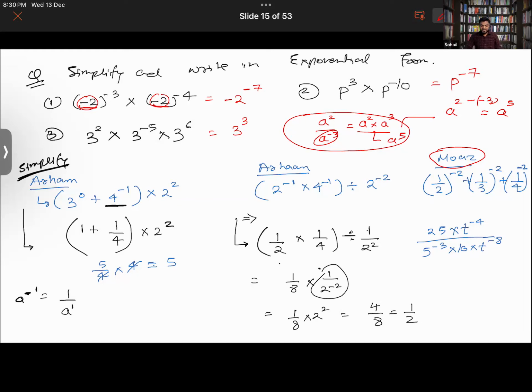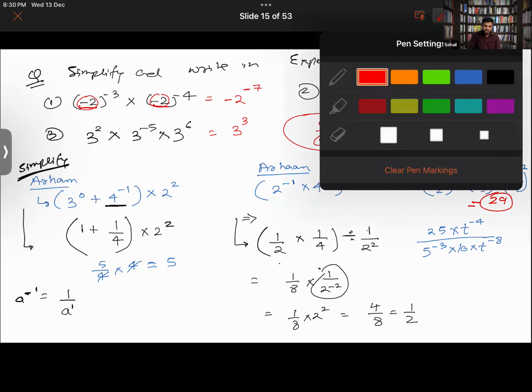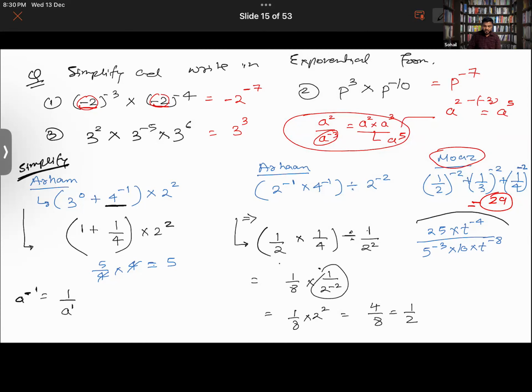Yes, you got the answer for this one, Arham? Yes, sir. That is 13 upon 12 raised to the power minus 2. You should be getting 29, I think. Okay, do one thing, check the answer for this one, and sit for 5 more minutes. I mean, after the class, take 5 minutes and solve this question also.